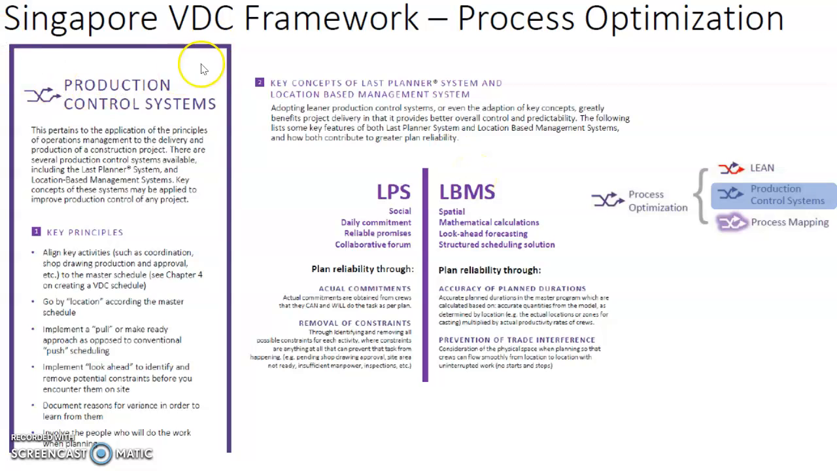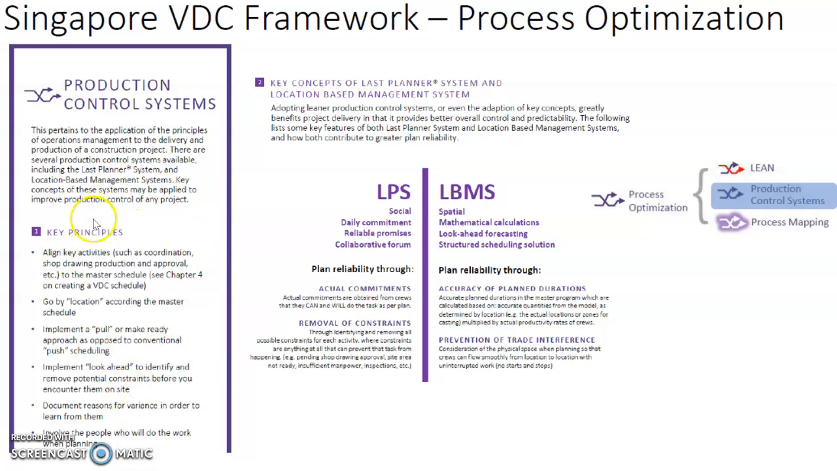Okay, right. So the production control system pertains to the application of the principles of operations management to the delivery and production of a construction project. There are several production control systems available, but as mentioned, we are just going to focus on two, the last planner system and the location-based management system. The key concepts of both systems may be applied to improve production control of any project.